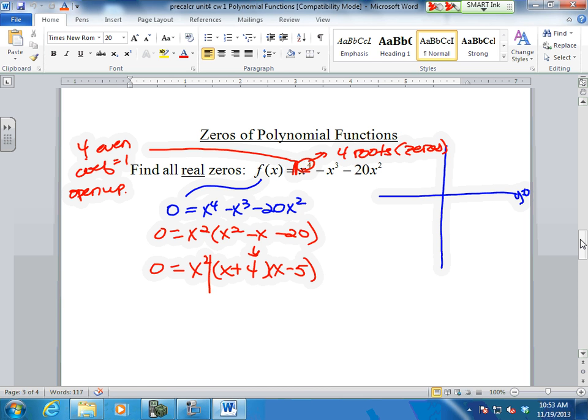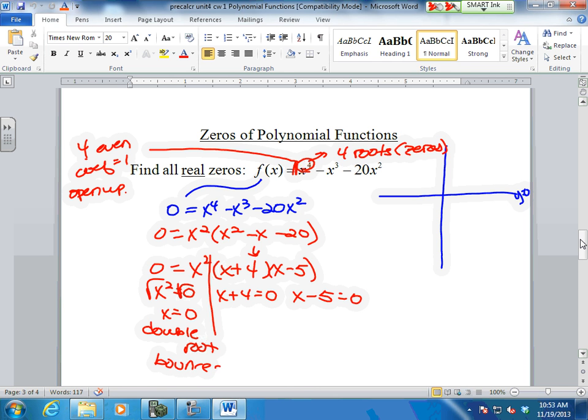So now, let's set them all to 0. When we take the square root, this is your plus and minus situation, but it's at 0. When we take the square root of 0, this one is called a double root. This will bounce off the x-axis. It won't go through it. It will cause this to bounce off at the 0. Okay? So x is equal to negative 4, and x is equal to 5.